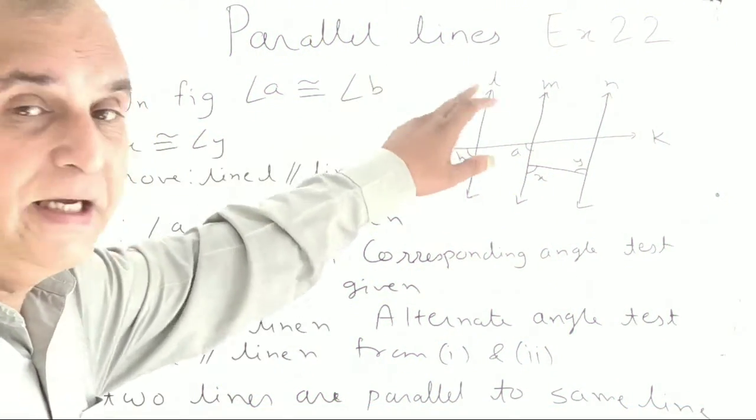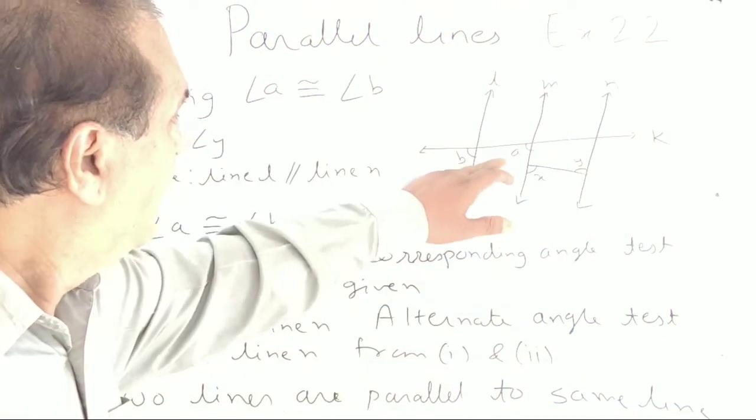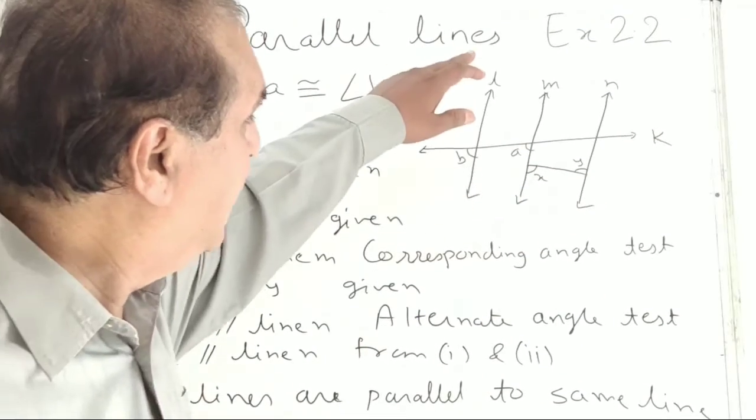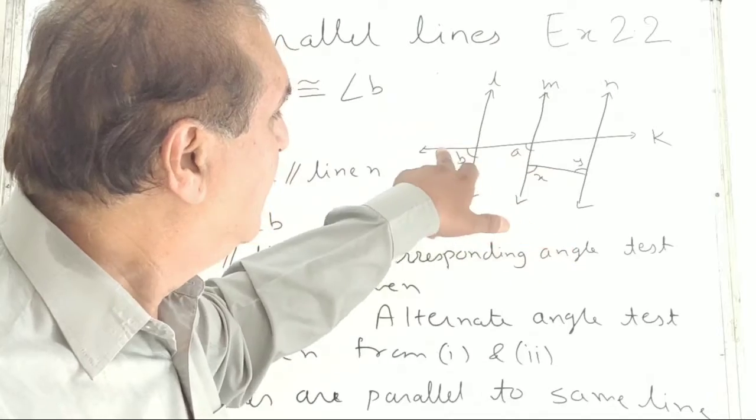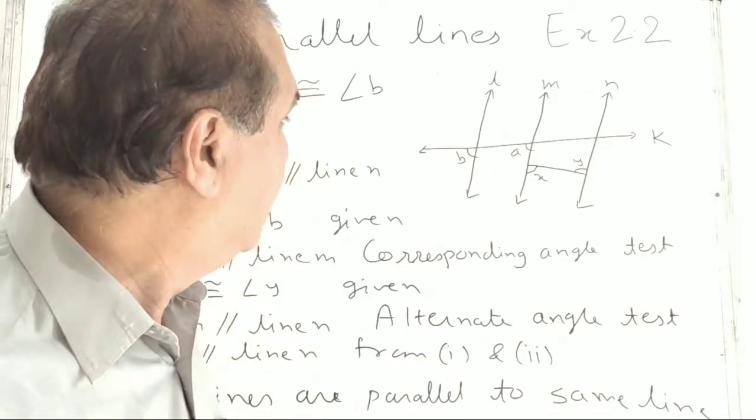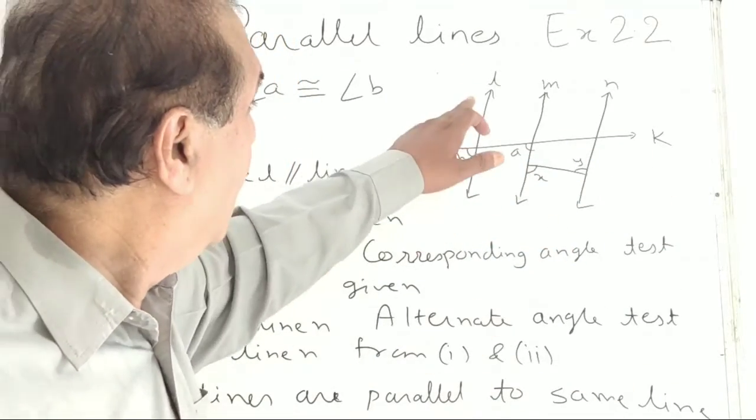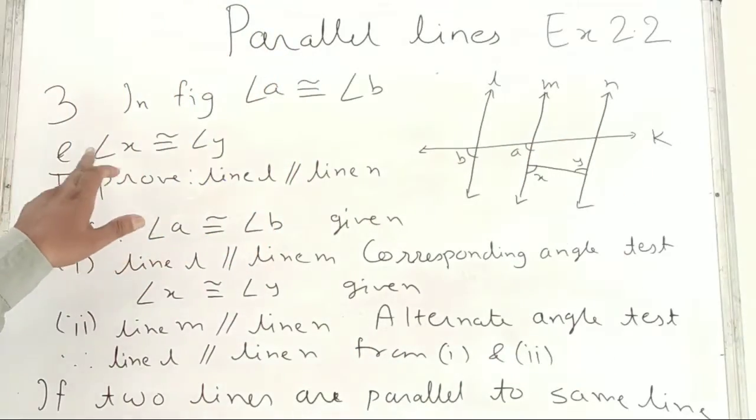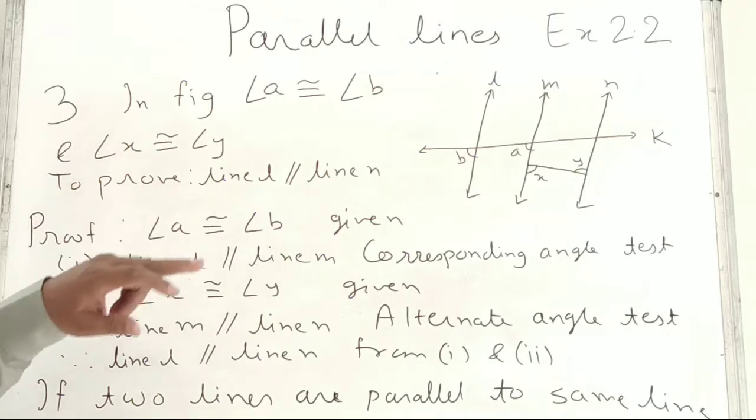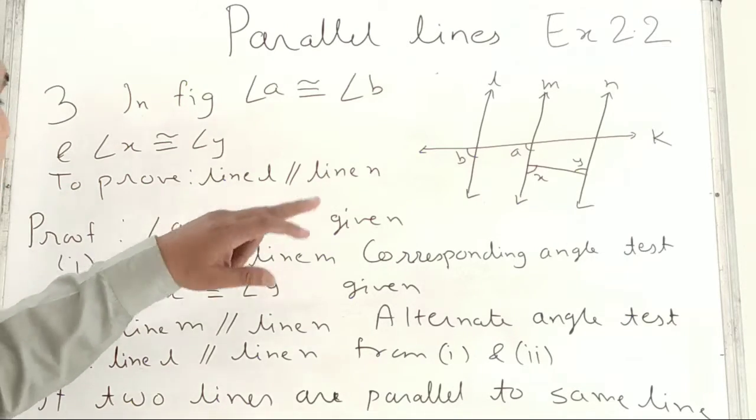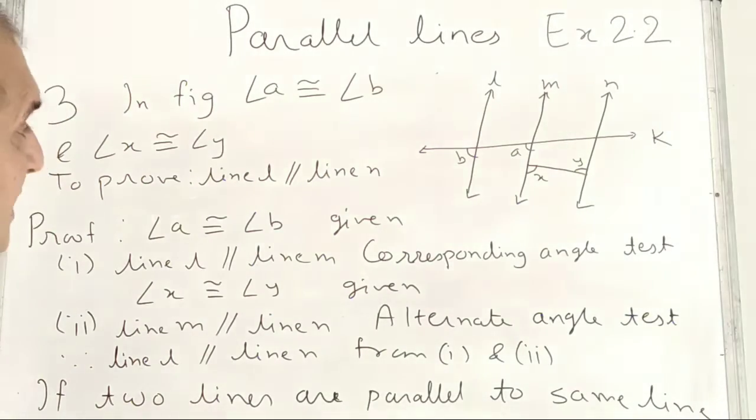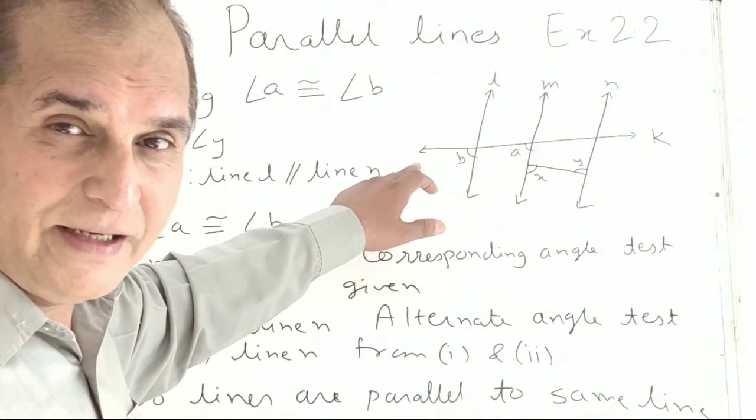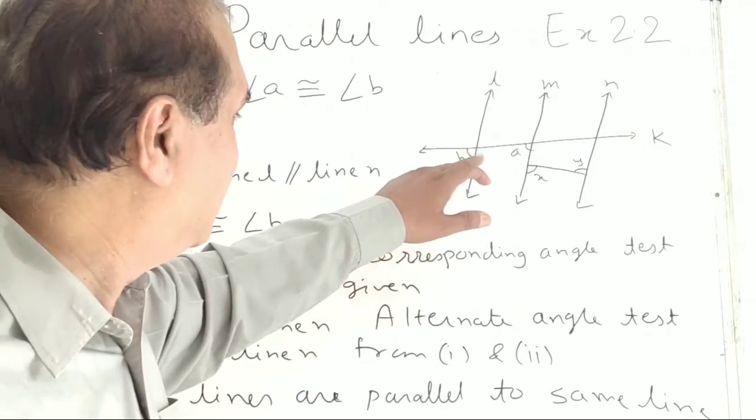What is given? See, figure is given. Angle A, angle B, angle X, angle Y are shown, and three lines L, M and N, and line K is a transversal. You have to prove line L parallel to line N. Angle A is congruent to angle B, angle X is congruent to angle Y. Step by step we'll move. Angle A congruent to angle B. Which angles are those? Corresponding angles.